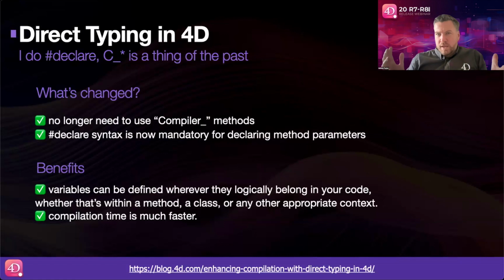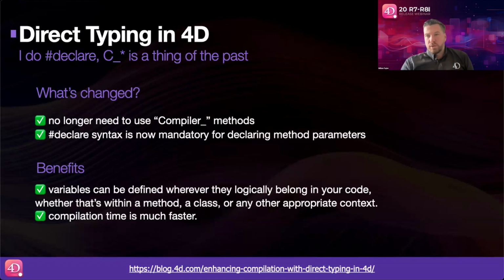This pretty much means that all of your input and output parameters for a method need to be defined using the #declare keyword. And now, if you change your application from all variables typed or not typed to direct typing, you no longer need to use the Compiler_ methods. So those are a thing of the past. And the declare syntax is now mandatory for declaring your method parameters.